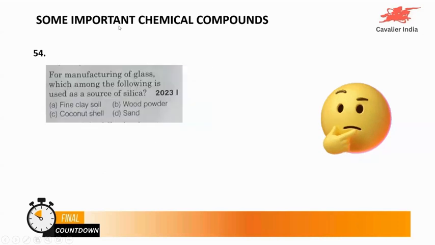Okay. Next, for manufacturing of glass, which among the following is used as a source of silica? From where will you get silica? Options are: A, fine clay soil; B, wood powder; C, coconut shell; D, sand. Which is the right option? Yes, very good. Your answer is right. That is sand.